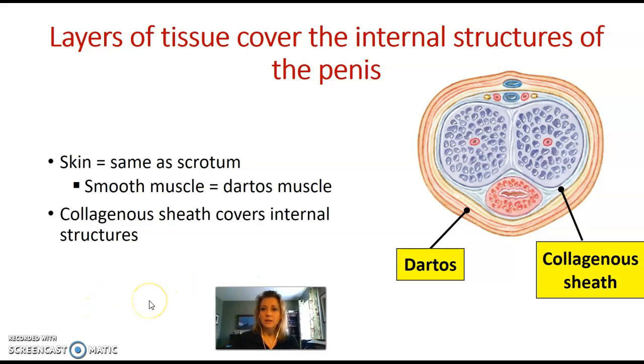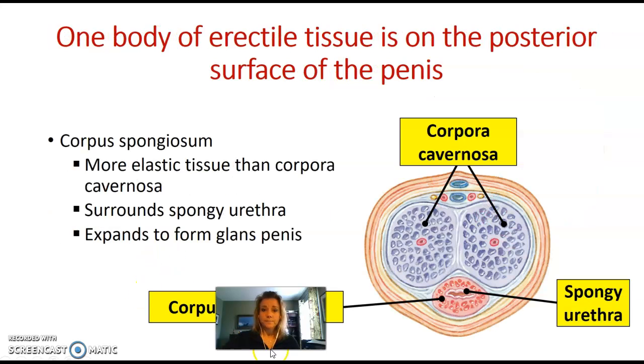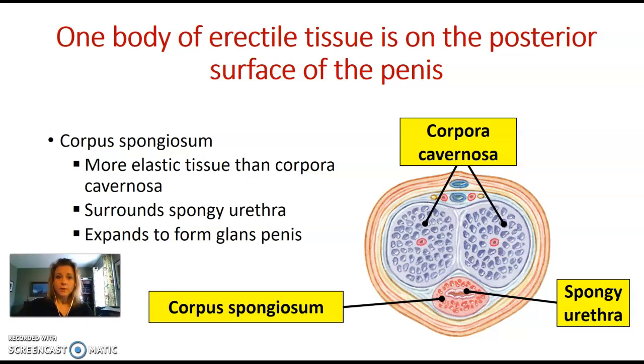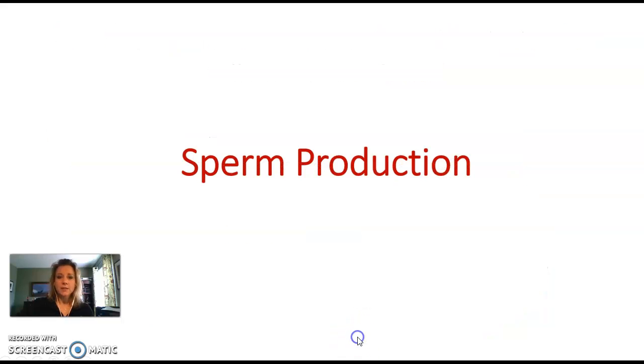So what we're looking at in this picture is a cross section of the penis itself. Okay, I've got to move myself over. And so we've got 2 superior portions and then 1 inferior portion. The corpus spongiosum is a layer of tissue that surrounds the spongy urethra. And then the corpus spongiosum is going to expand at the tip of the penis to form the glans penis.